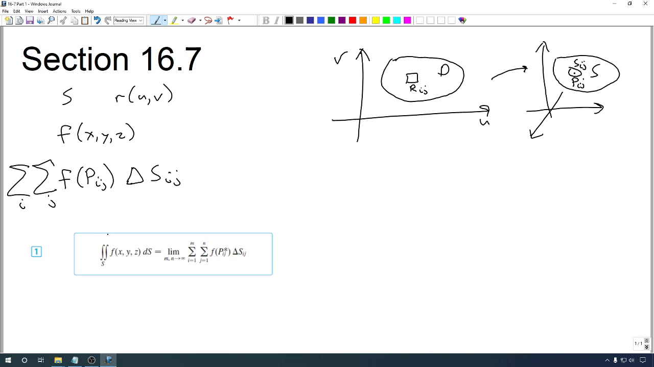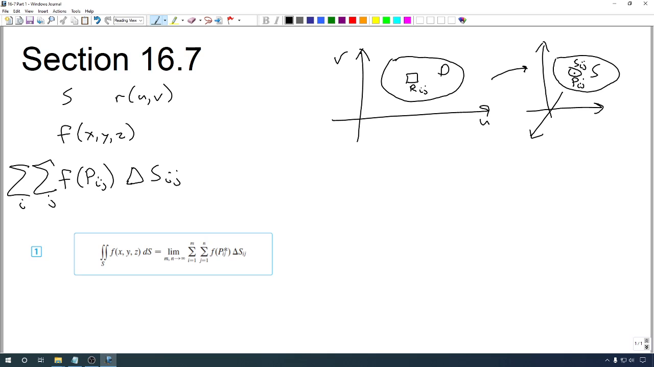We write it with the double integral, put the name of the surface below that, put our function there, and put dS. Just like with line integrals, where we put d with a little s, here we're putting a d with a capital S. That's just notation for surface integrals, and it's going to be the limit of this Riemann sum.